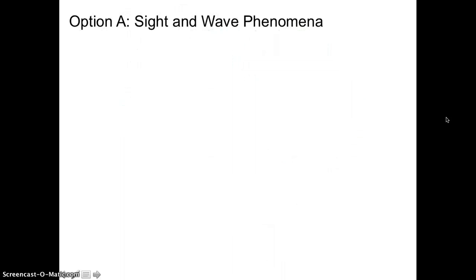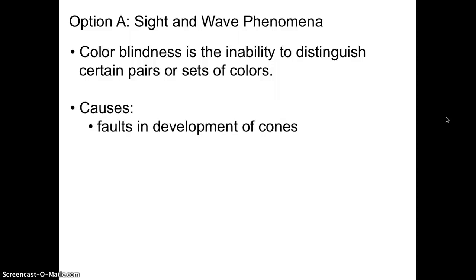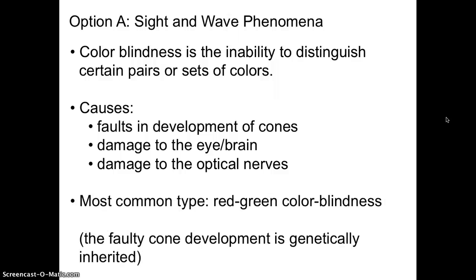Okay, the last thing in this video is color blindness. Really simple, really straightforward. Color blindness, as you probably know, is when we can't distinguish pairs of colors. So some people are red-green colorblind. They can't tell which color is which. The causes include faults in how the cones develop, but damage to the eye or brain can cause it as well, and so can damage to the optical nerves.